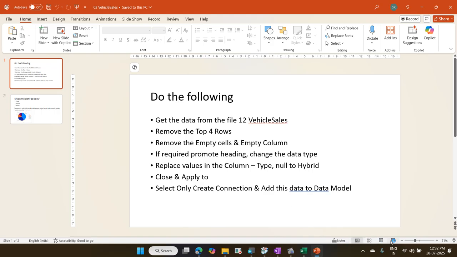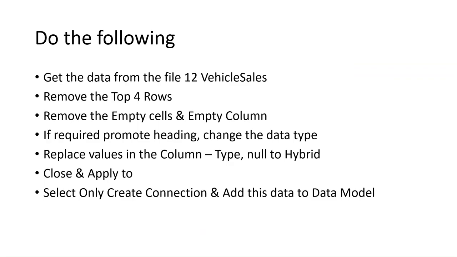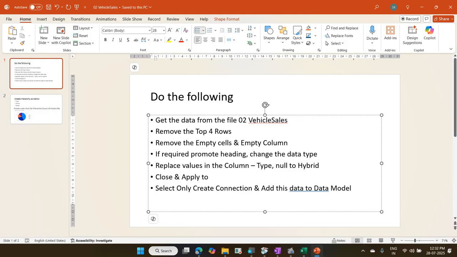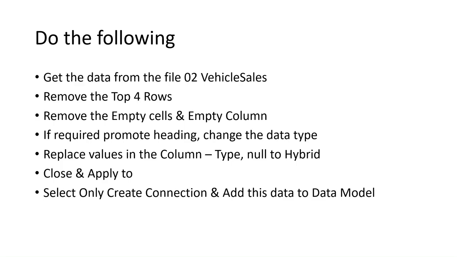Get the data from the file named 02 vehicle sales. There is a file called 02 vehicle sales, get the data from it. After getting it, remove the top 4 rows. Delete it. Remove the empty cells and empty columns. If there are empty rows and empty columns, remove them.